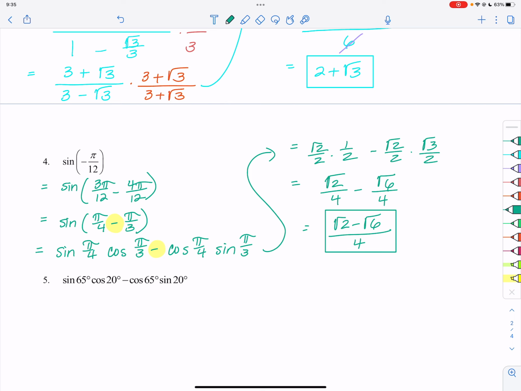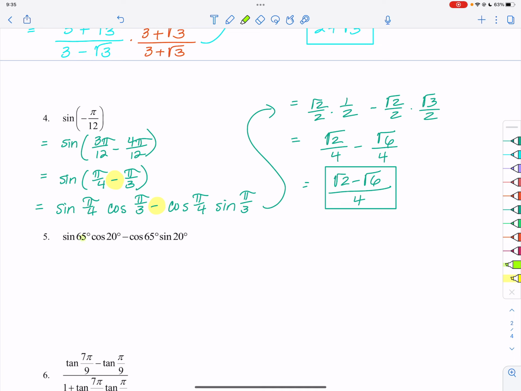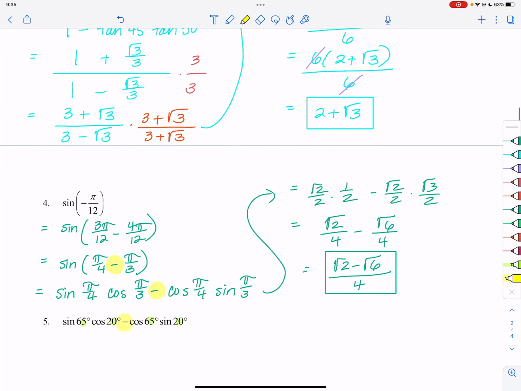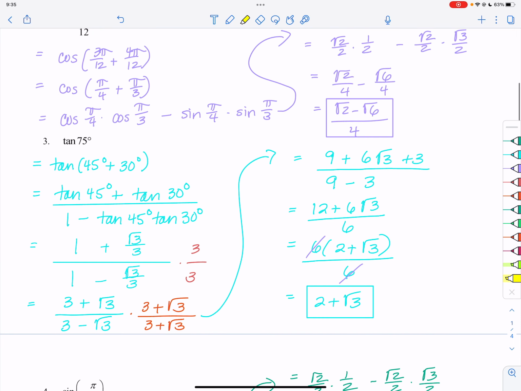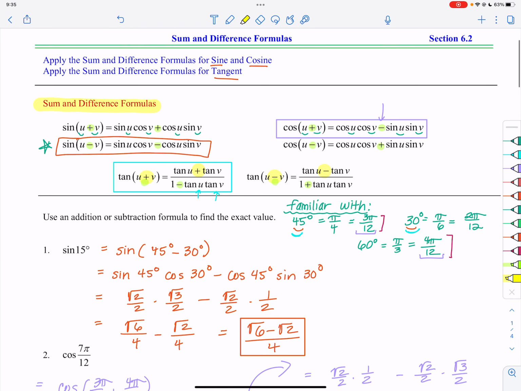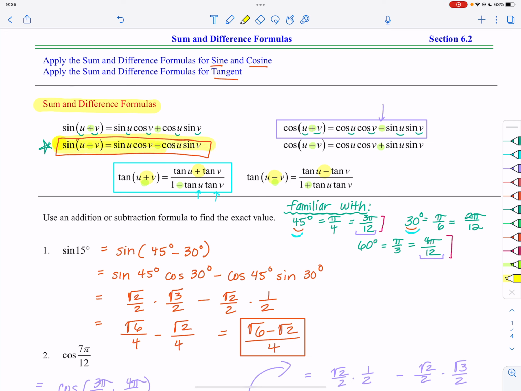Okay, let's take a look at this next one. As you can see, we have the sine and the cosine alternating. So let's highlight these angles. So we have 65 and 20, and then 65 and 20. And as you can see, we have the difference. So if we can come up here, we can see that that's the sine of a difference right here. And so that's going to be simply the sine of 65 minus 20.